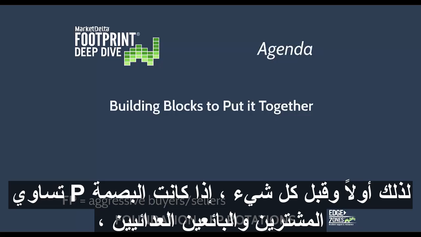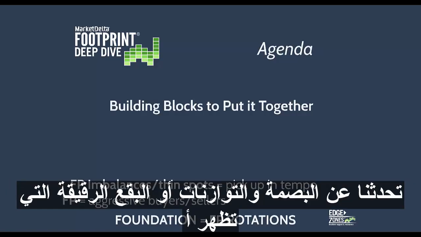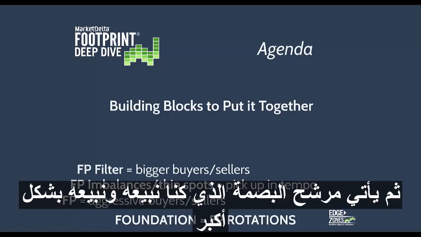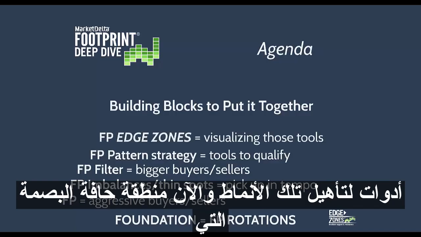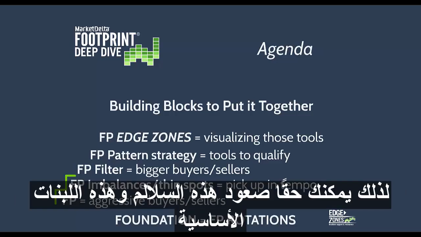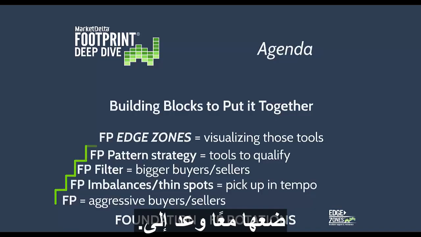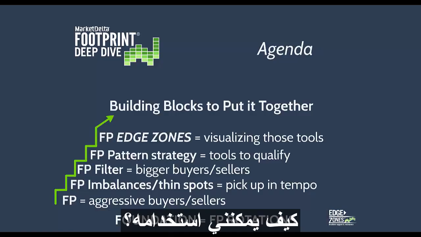So first of all, FP, footprint equals aggressive buyers and sellers. We spoke a lot about that in the early portion of this program. Then we talk about footprint imbalances or thin spots, which show a pickup in tempo. Then the footprint filter, where bigger buying and selling were to come in. Then some pattern strategy with the footprint, and then the tools to qualify those patterns. And now the footprint edge zone, which is going to visualize all these tools so you could truly walk up these stairs and these building blocks to put it together and go back to, all right, here's what it's telling me now. How the heck can I use it?